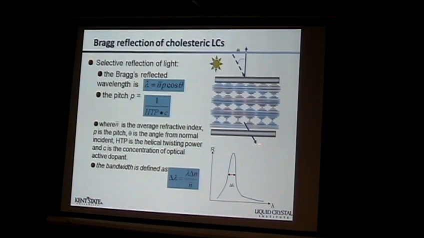If you have the bottom substrate with a layer of black paint, in that case you can have this black and white reflection. So you can tune this bandwidth, the half bandwidth, by changing this property.